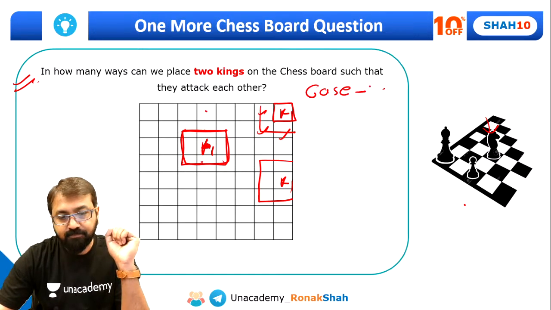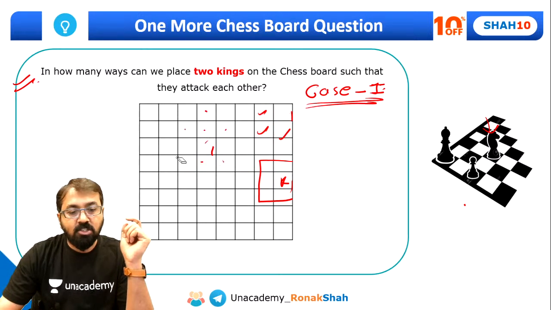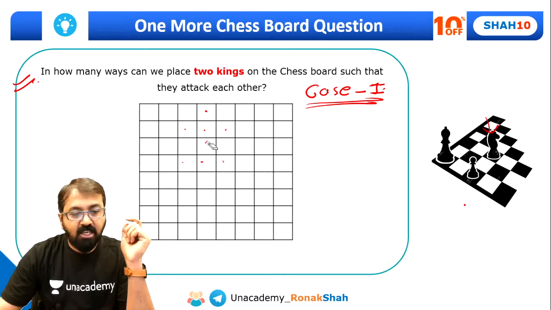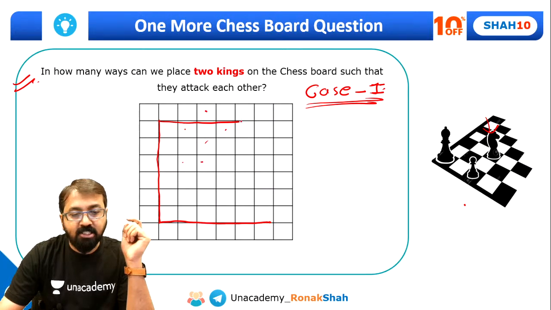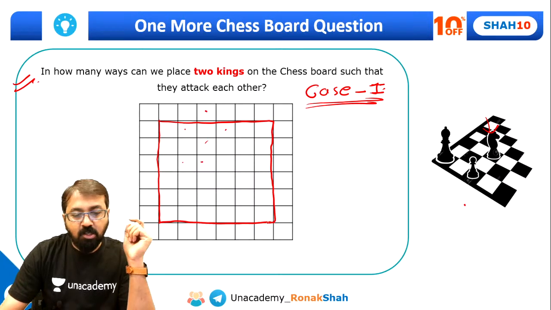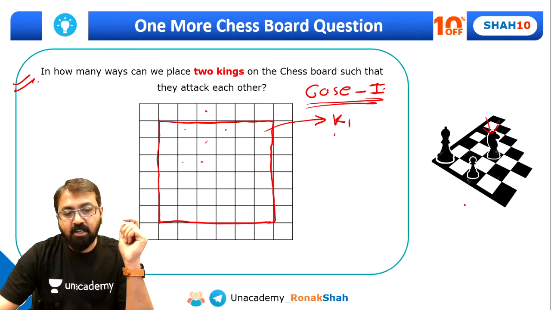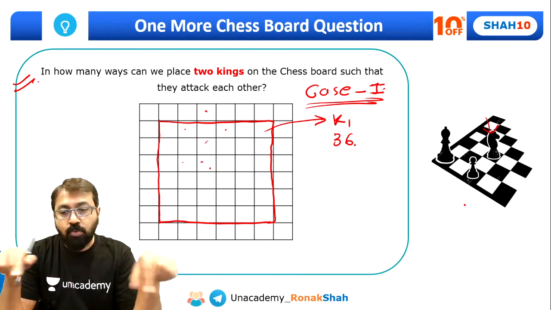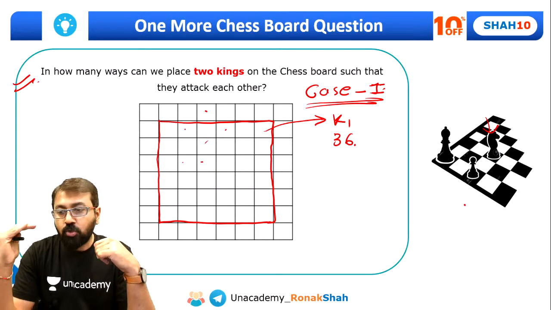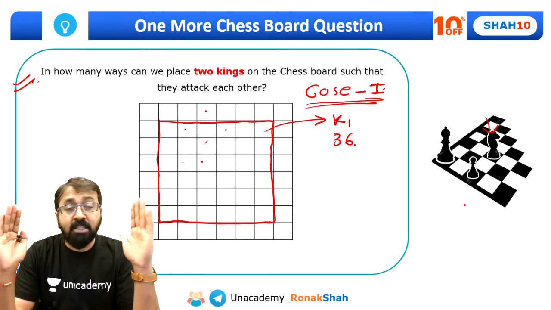केस 1, where your first king is any of the center squares. मैं इसको 3 रीजन में डिवाइड कर देता हूं रादर. ये 36 में से कोई भी एक जगह पे है फर्स्ट किंग, राइट? सो k1 के लिए यहां पे हो गया 6 into 6, 36 स्क्वायर्स. सी मैंने क्या किया, एजेस वाले स्क्वायर्स एक्सक्लूड कर दिए. तो हाउ मेनी स्क्वायर्स एम आई लेफ्ट विथ? आई एम लेफ्ट विथ 36 स्क्वायर्स.